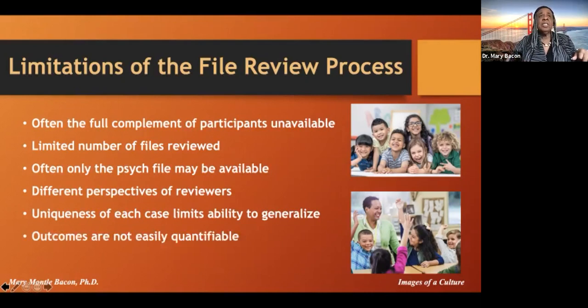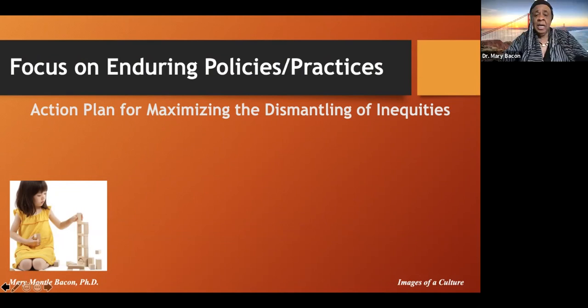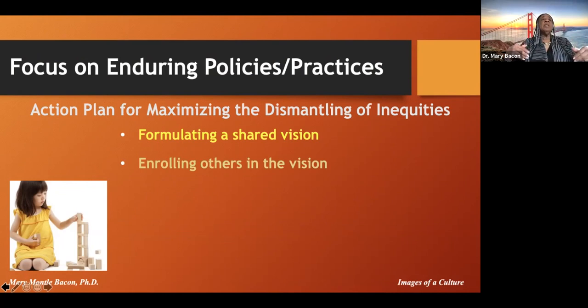The outcomes of the session: people are going to come up with root causes and a whole bunch of speculation. It's wonderful if you have lots, because it's not about quantifiable data. It's about helping us to understand what we need to do in developing an action plan for dismantling inequities in the system, and helping our staff to form a shared vision. And once they do, then it becomes possible to enroll other people in the vision.